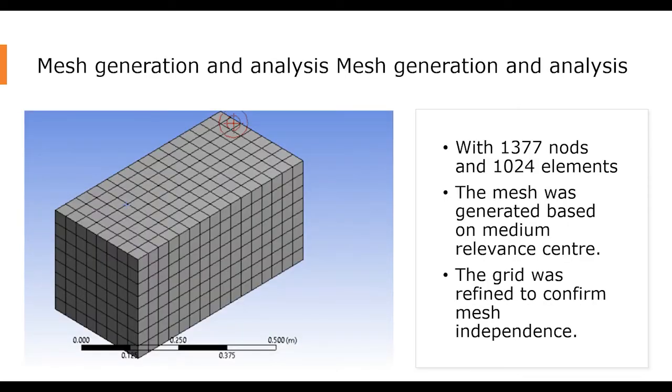And when it comes to the mesh generation, as you can see, this rectangular, this cubic flow area is just partitioned or meshed like this. As you can see, there are 1,377 nodes and 1,024 elements. And the mesh was generated based on a medium relevance factor, as commonly done. I applied step by step refining for the mesh.